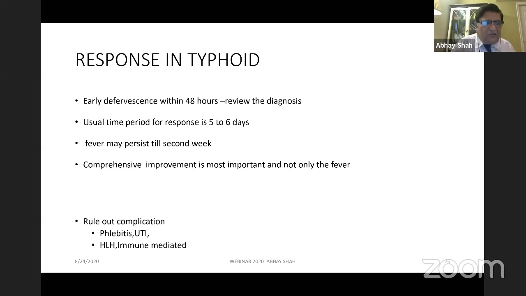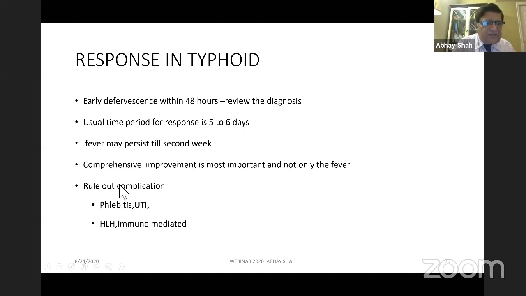As far as the take-home message is concerned, if the child is not improving, we have to rule out complications. It may be a complication like phlebitis or UTI, that is, co-infection. It may be a big serious complication like HLH, or it can be an immune-mediated fever. In most immune-mediated fever, the child will be pretty well, and then there is a recurrence of the fever.